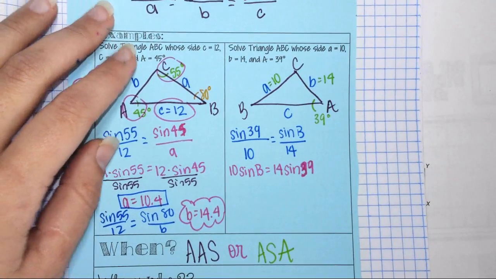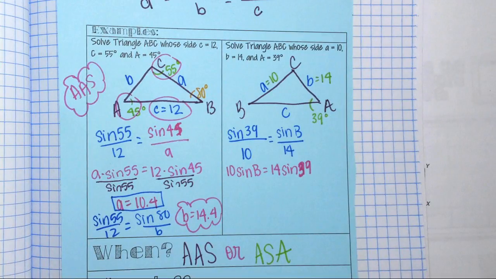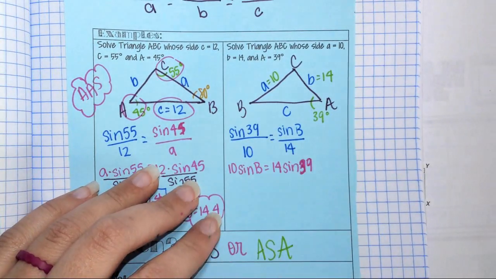Me too. Okay, now what do I do? Is sine of b by itself yet? So what do I need to do? Divide by 10.